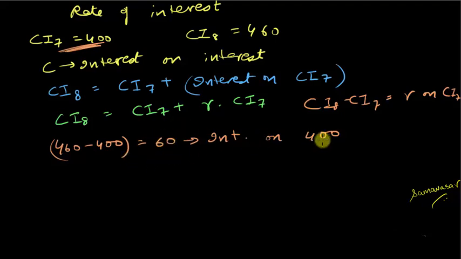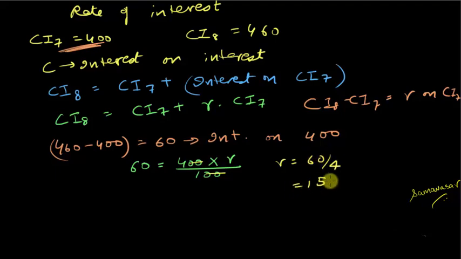So if 60 is the interest on 400, this is just simple interest because this is 1 year now only. The difference between the 8th year and the 7th year is 1. 60 is equal to principal, which is 400 because 60 is the interest on 400 rupees, into rate of interest into time, which is 1 year, divided by 100. So I cancel this out. My rate of interest is 60 by 4, which is equal to 15%. And this is what I get.